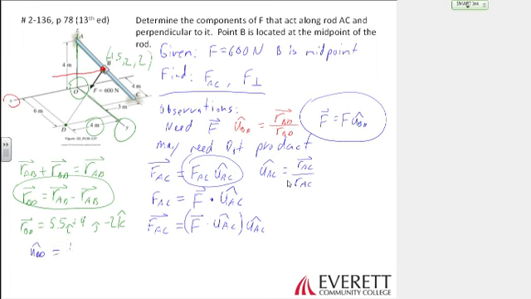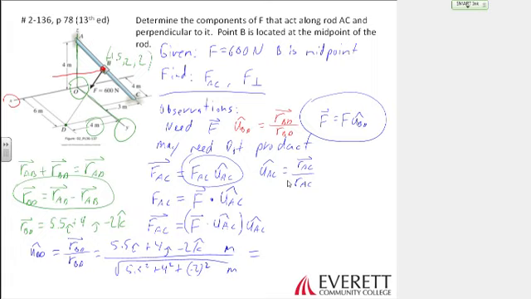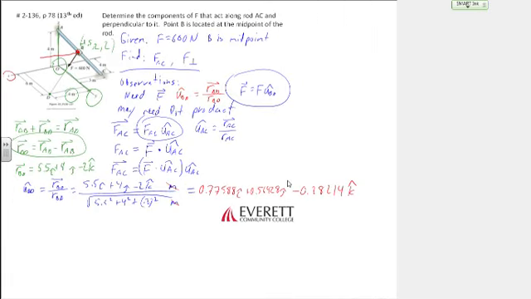That's going to be equal to RBD over the magnitude of RBD, which would be 5.5i plus 4j minus 2k over the square root of 5.5 squared plus 4 squared plus negative 2 squared. Meters on top, meters on bottom. We're going to end up with a unitless unit vector. Okay, those are the numbers I ended up getting. So we have a unit vector BD.